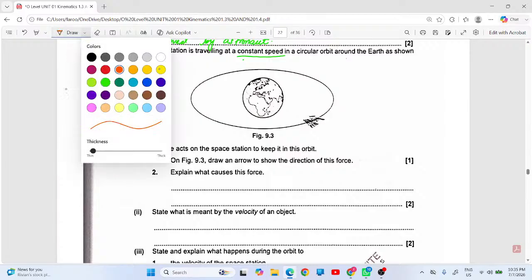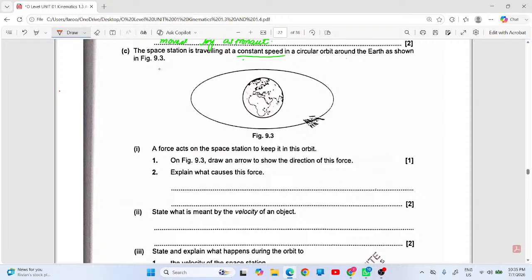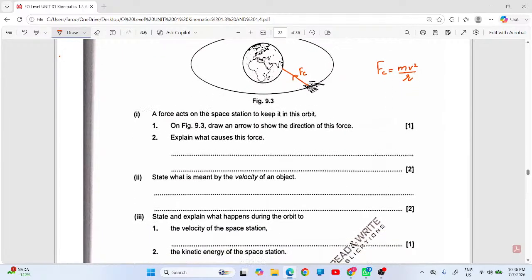Centripetal force is towards the center of the circle. The formula for centripetal force is mv squared over r. M is the mass, v is the speed, r is the radius of the orbit.